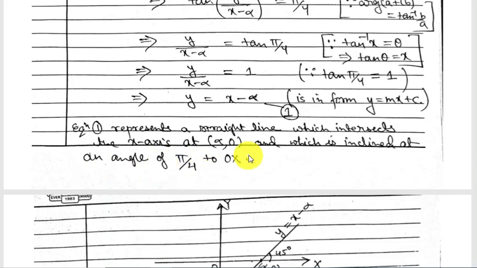So how do you know that it is inclined at the angle pi by 4? So here y equal to x minus alpha, it is in the form y equal to mx plus c.